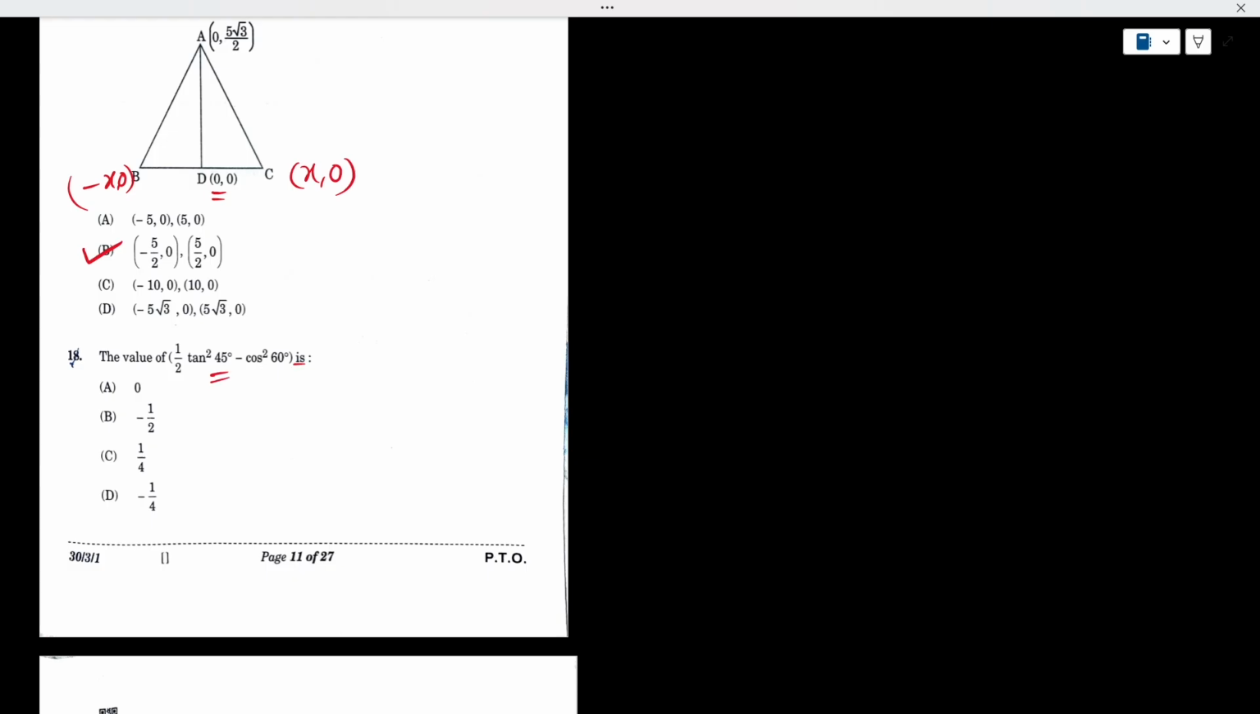Here it's a direct question. You will substitute tan 45 and cos 60. If you do the simplification, you will get answer C. And then 19th question, the smallest distance of tangent from the center to the circle is the radius, right? Because the shortest is perpendicular. Why? Because the radius is perpendicular to the tangent. So it is the correct explanation.